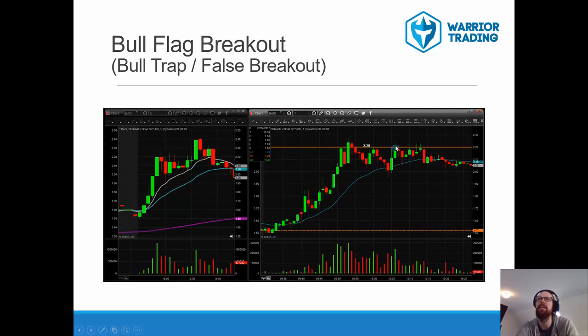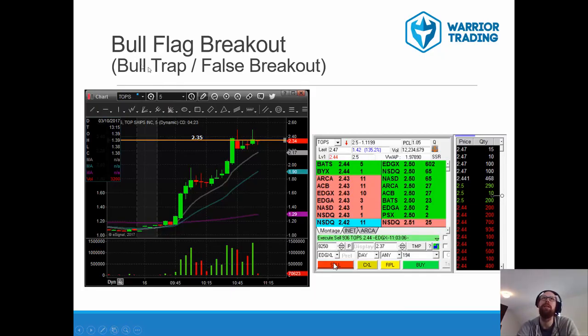To me, this seems like it's not quite right. It just kind of dropped down a little too much and then popped up. It feels too extended. So for that reason, I would probably not want to get in it. And it happened to be a false breakout. It popped up and then it dropped down again.